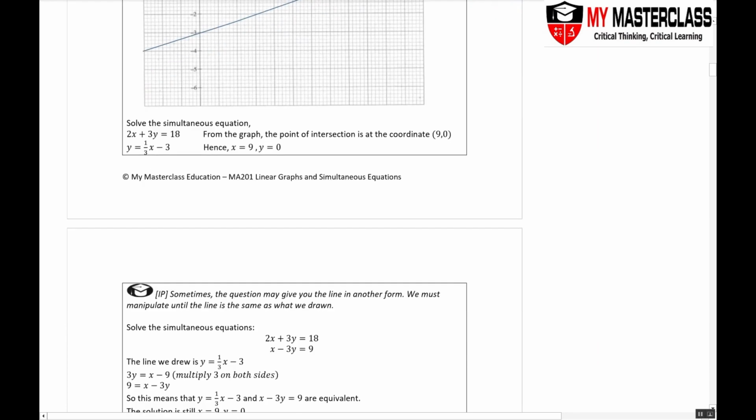This is exactly what's written for you below. Solve the simultaneous equations. Same thing, you look at the coordinates of the intersection, (9, 0). Remember, it's always the x coordinate followed by the y coordinate. So your x equals 9, y equals 0.